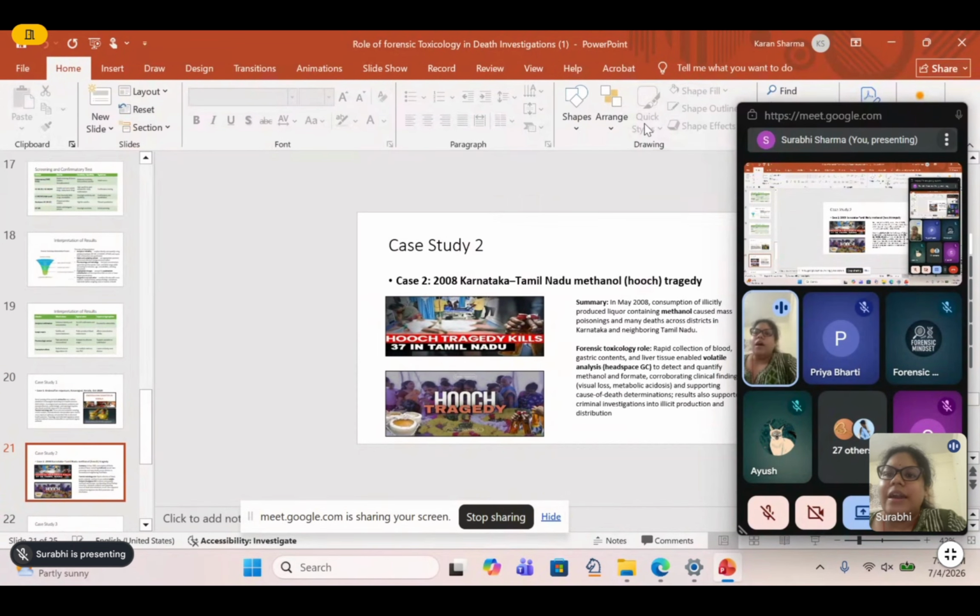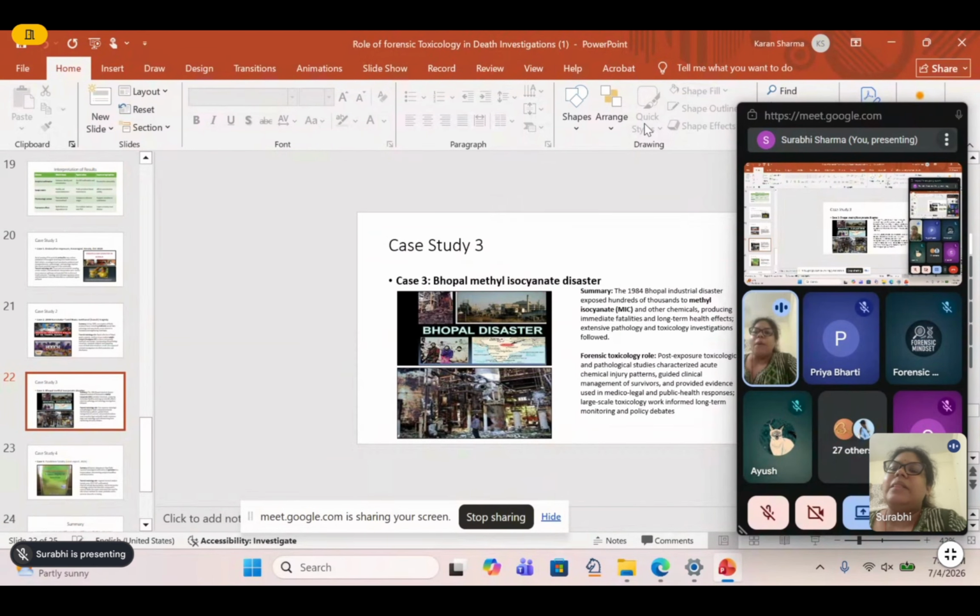Second one is Karnataka Tamil Nadu methanol hooch tragedy, in which methanol, we all know alcohol has ethanol percentage in it, and if we add methanol percentage to it, it becomes poisonous. And so this particular factory did it. Added methanol into that particular samples, and on analysis of that particular sample we got that methanol was used, which caused death in many living beings. Again, an example of acute poisoning or fulminate poisoning.